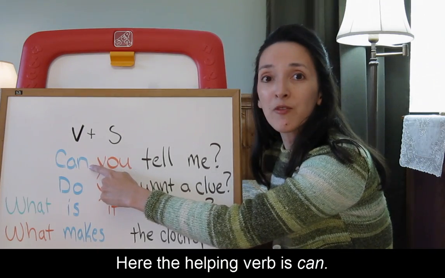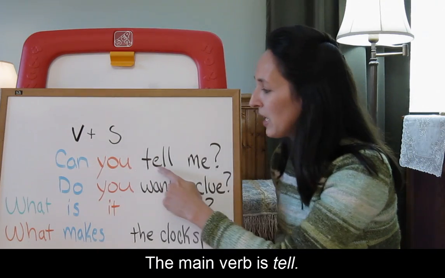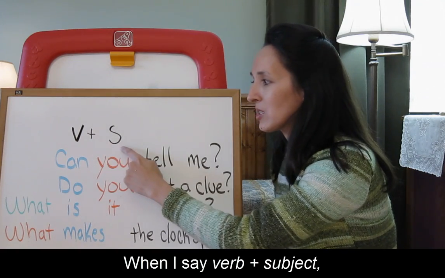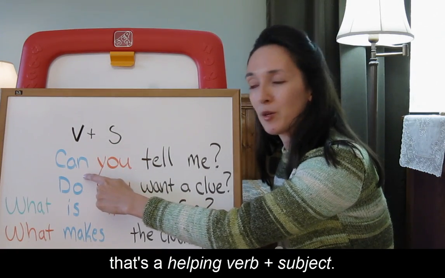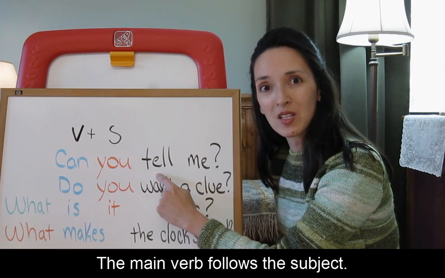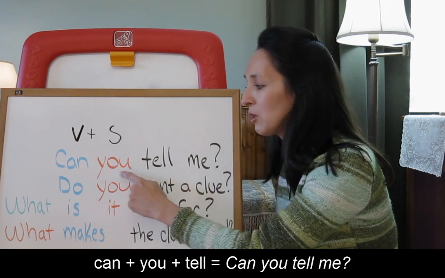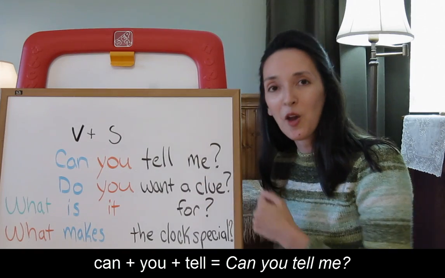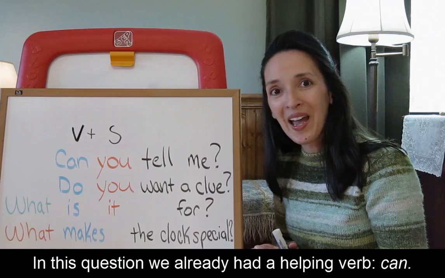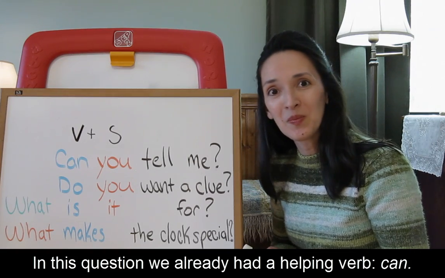Here, the helping verb is can. The main verb is tell. So when I say verb plus subject, that's a helping verb plus subject. The main verb follows the subject. Can you tell? Can you tell me? In this question, we already had a helping verb, can.